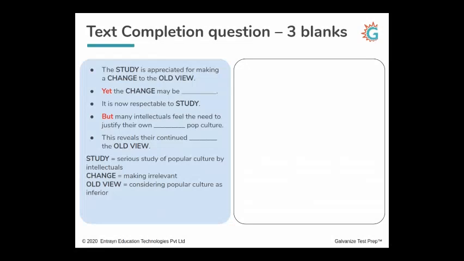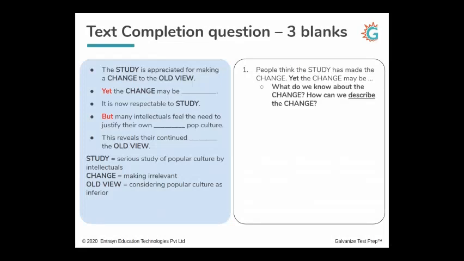Now we are going to see how we are going to solve this question. To solve this question, people think that study has been appreciated, right? We are going to rephrase it and ask questions to solve the blank. Now this is the next step. Okay. You're going to ask 3 questions to solve each blank. Okay. People think that study has made a change. Okay. Yet the change may be something. Now what are we required to do here? Try to understand that. What do we know about the change, or how can we describe that change?